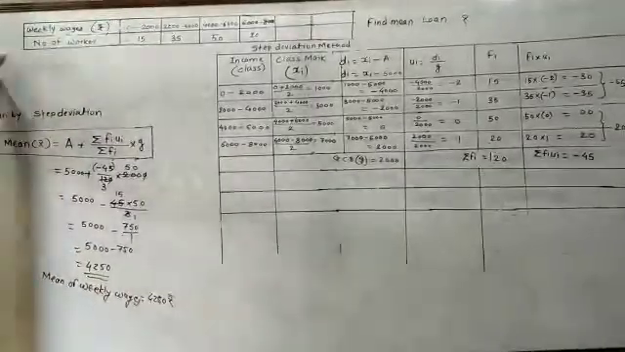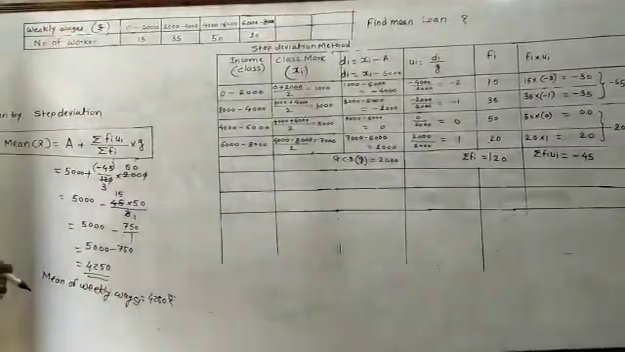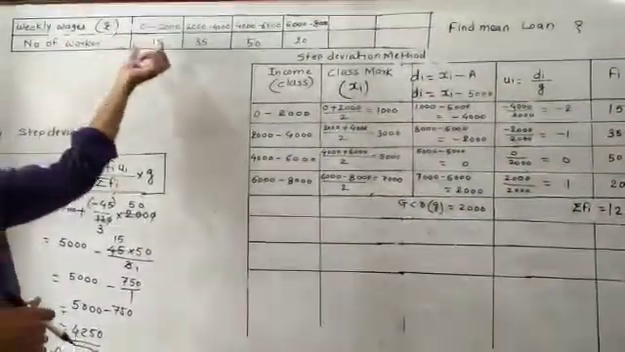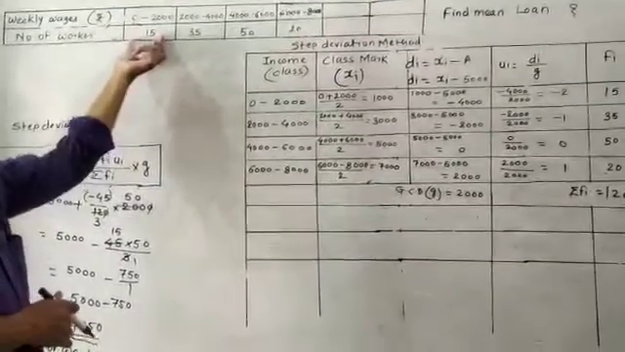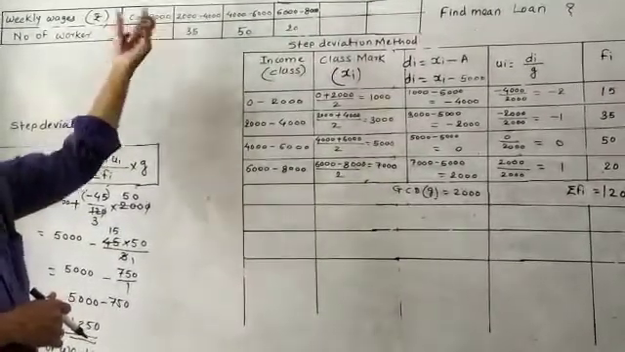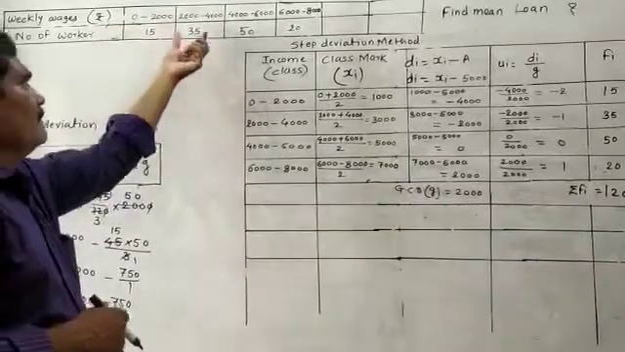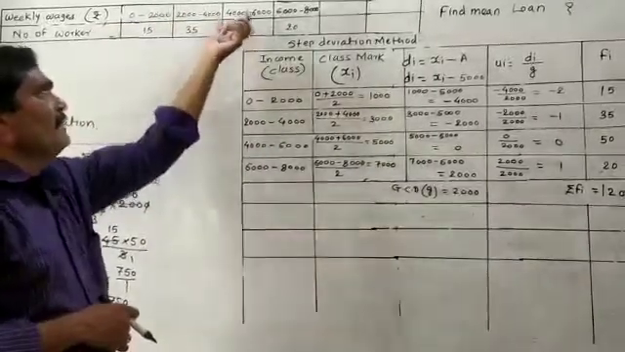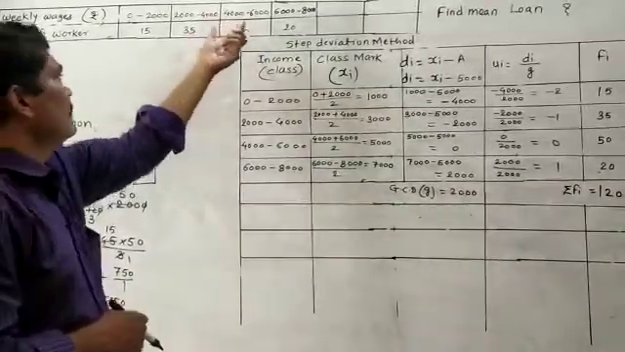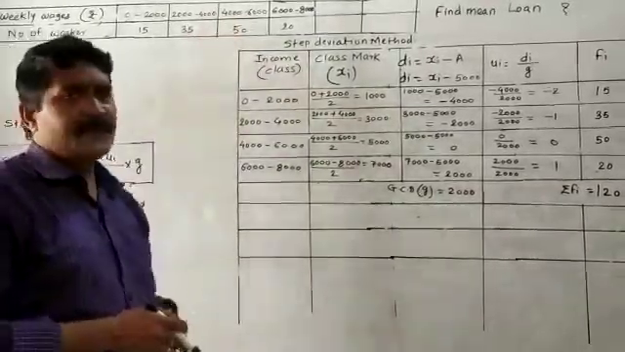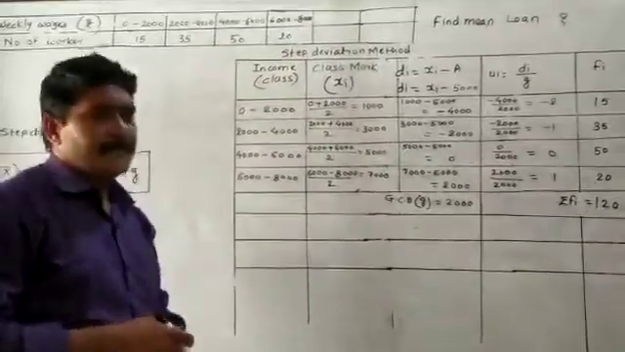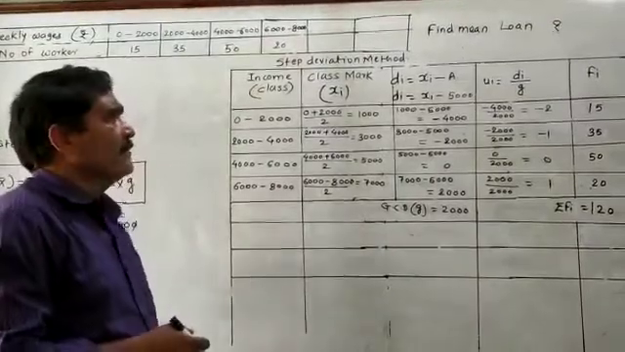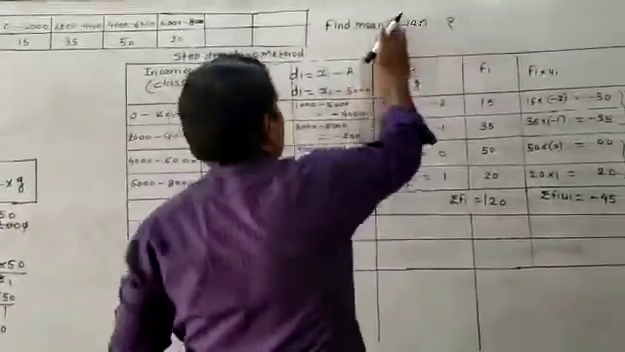Example number 4. The weekly wages of some workers are given, and below it the number of workers is given. The data is like this. 15 workers have weekly wages between 0 and 2000. 35 workers have weekly wages between 2000 and 4000. 50 workers have weekly wages between 4000 and 6000 rupees, and 20 workers have weekly wages between 6000 and 8000. So you have to find the mean wages.